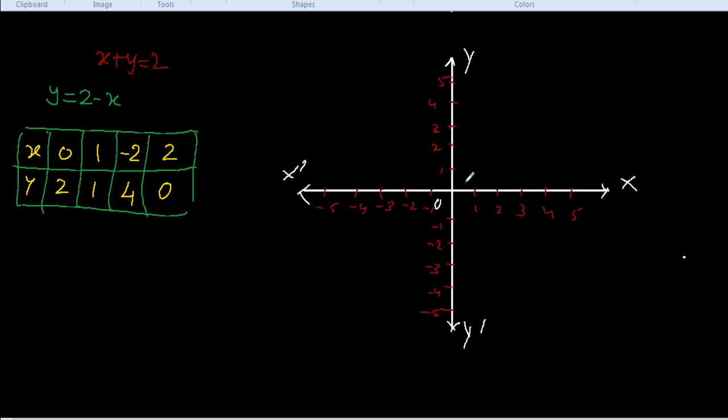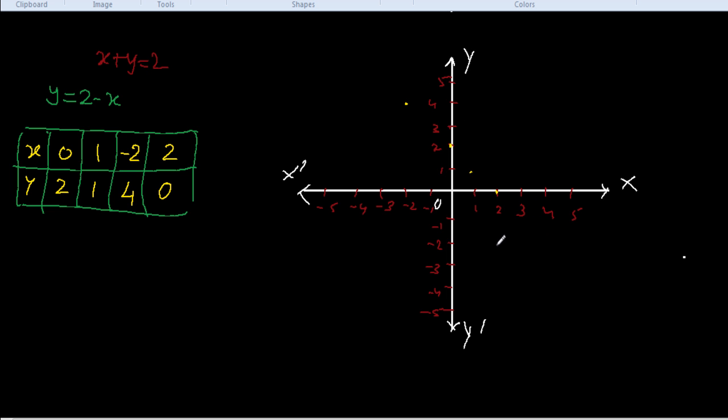So first point 0, 2, x is equal to 0 and y is equal to 2. This would be the point here. Another point we are drawing 1, 1, x is equal to 1 and y is equal to 1 would be here. Another point is minus 2, 4. So x is equal to minus 2 and y is equal to 4. So it would be here. And one more point, 2, 0, x is equal to 2, y is equal to 0. So we have drawn these 4 points here.